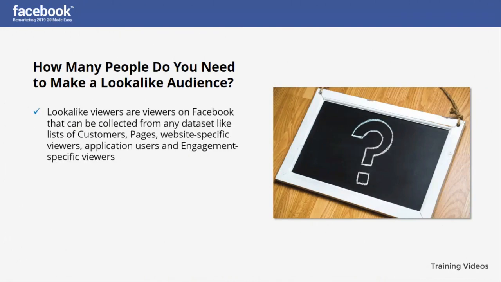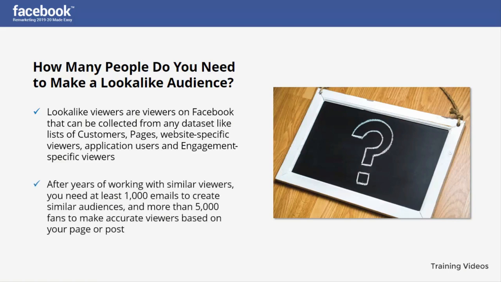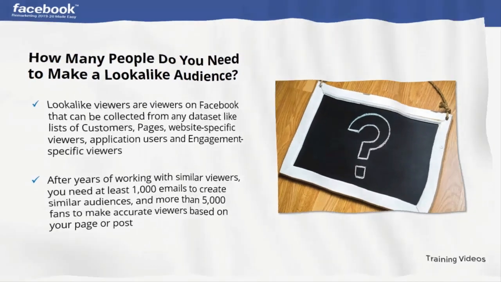How many people do you need to make a lookalike audience? Lookalike audiences are audiences on Facebook that can be created from any dataset, like lists of customers, pages, website-specific audiences, application users, and engagement-specific audiences. At a minimum, you need 100 users to be able to create similar audiences from many datasets. After years of working with similar audiences, you need at least 1,000 emails to create similar audiences, and more than 5,000 fans to make accurate audiences based on your page or post.